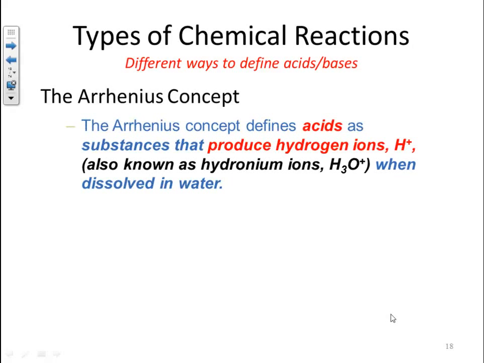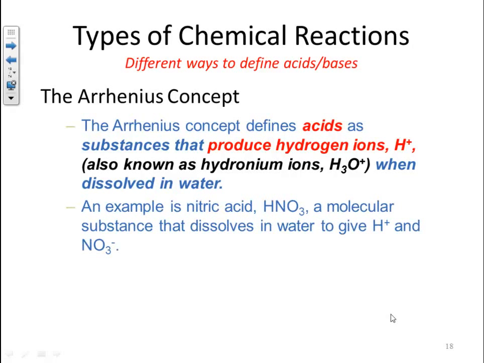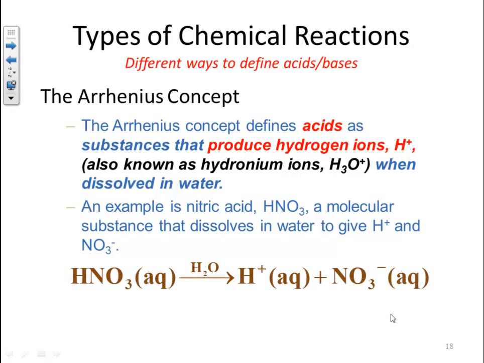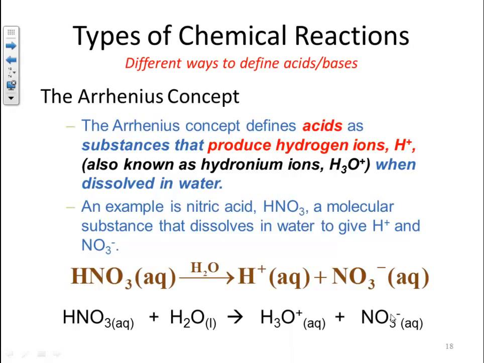The Arrhenius concept defines acids as substances that produce hydrogen ions, also known as hydronium ions, when dissolved in water. Example is nitric acid, a molecular substance that dissolves in water to give H+ and nitrate ions. Written as a dissociation, you have nitric acid in water breaking up into H+ and NO3-. We also refer to H+ as hydronium ions, so we could write this as an ionization process as well, with nitric acid reacting with water to form hydronium ions and NO3- nitrate ions.